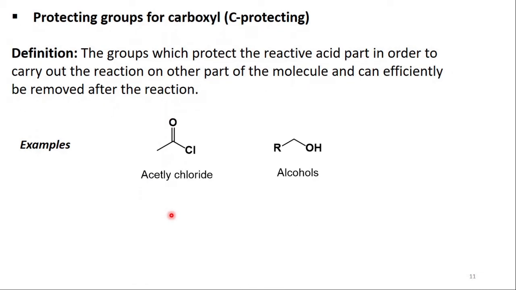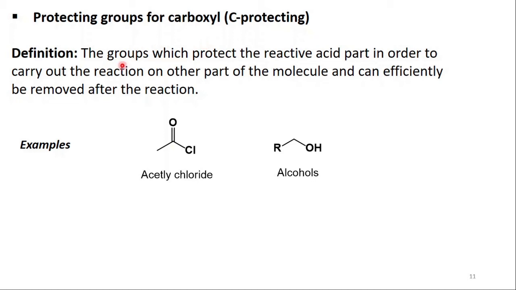Then you have protecting groups for COOH. So, what does C protecting mean here? It is protecting groups for acids, COOH protecting groups. Again, why are we protecting? Because COOH being a labile group, very much reactive, it causes intervention during the reaction of the other part. That is why the COOH group has to be protected in order to carry out the reaction at the other part of the molecule.